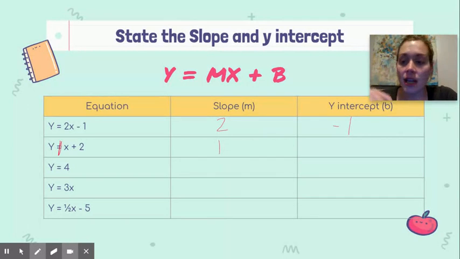The y-intercept is the number on the end. So we have this plus 2 over here. On the end, since it's a plus 2, it's a positive 2. So our y-intercept is 2.